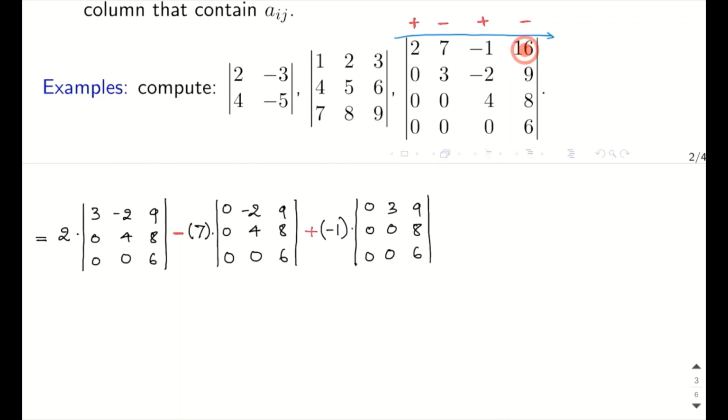Now we move to the next one, which is the last one as well. So the last entry is 16. We are going to have a negative sign in front of it. And then the determinant is going to be obtained by deleting the row and the column that contains 16. And so it's got to be 0, 0, 0, 3, 0, 0, negative 2, 4, 0.